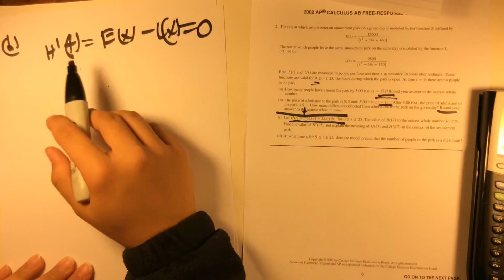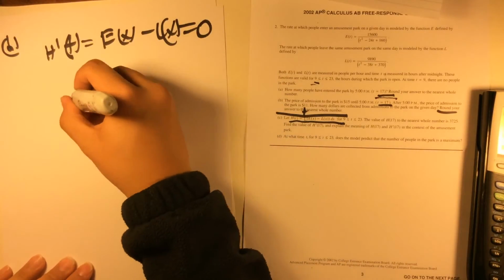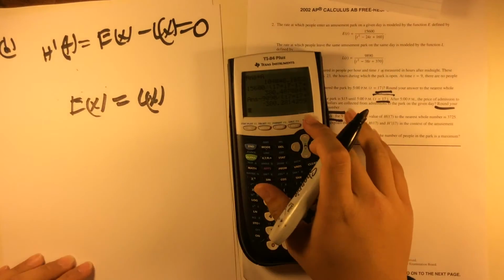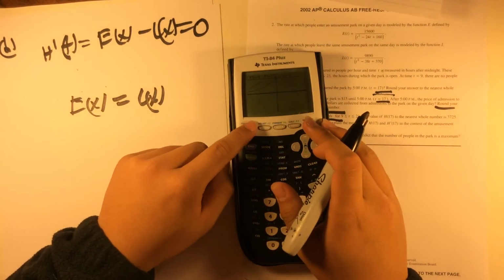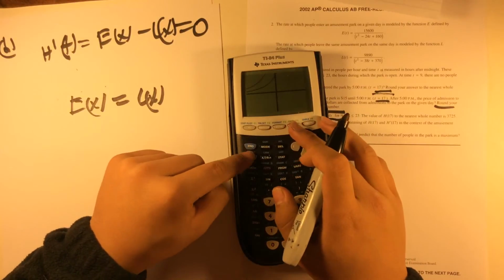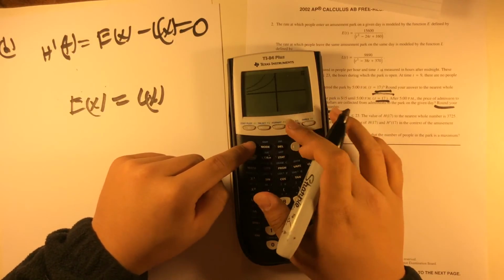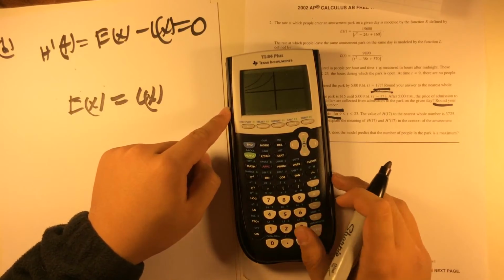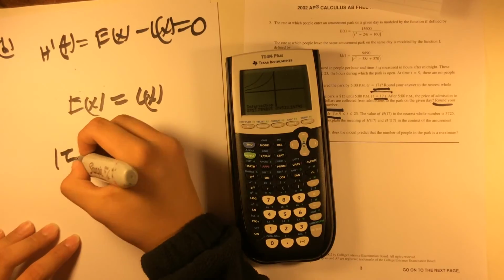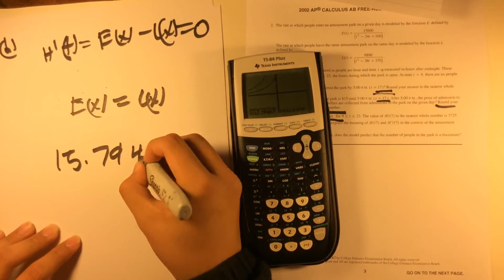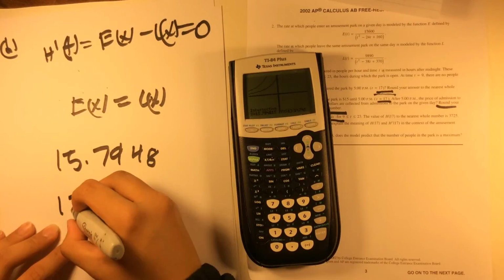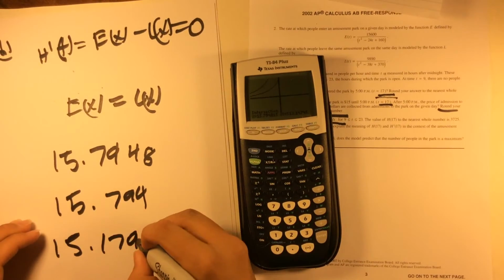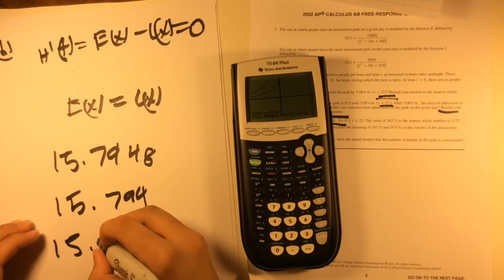This is very important. Then you just do E of x equals L of x. Since it's calculator-active, you can graph it, which I already have punched in here. You graph it, and then you go second calc and intersect. First curve, second curve, guess, and the answer is 15.7948. If you truncate like me, it's 15.794. If you round, it's 15.795.